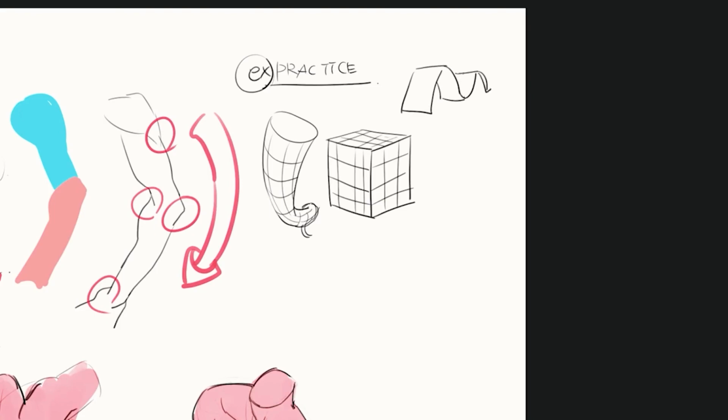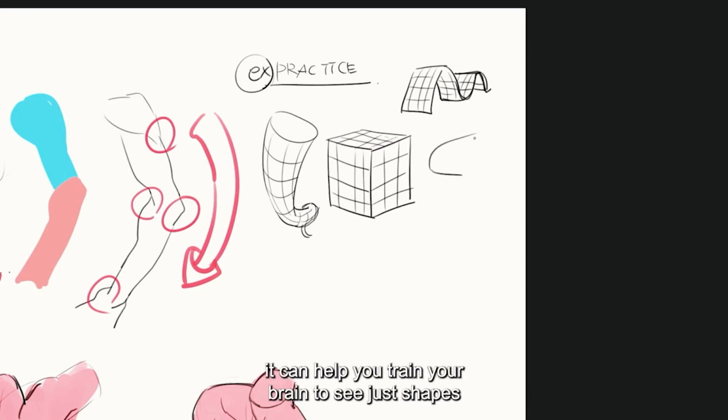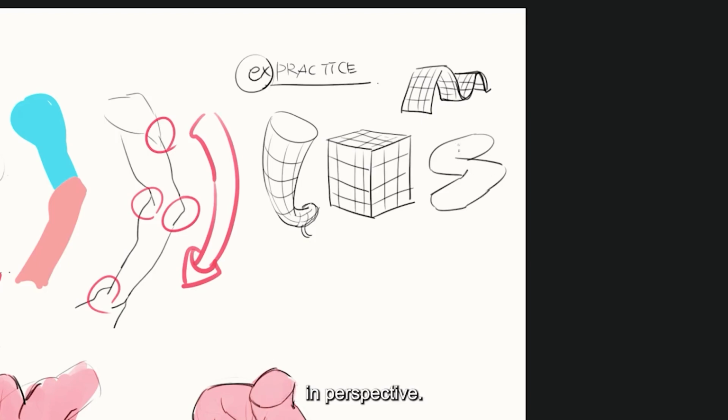Yeah, so this is a great little practice if you want to try it out. Basically, put a shape in perspective and draw the form lines along that shape. It can help you train your brain to see shapes in perspective. Like a tongue. The overlaps are there too. Yeah, you really quickly get that feeling of space and volume.